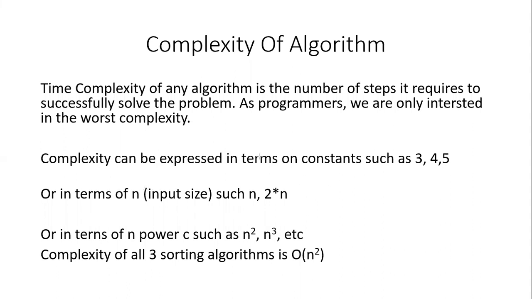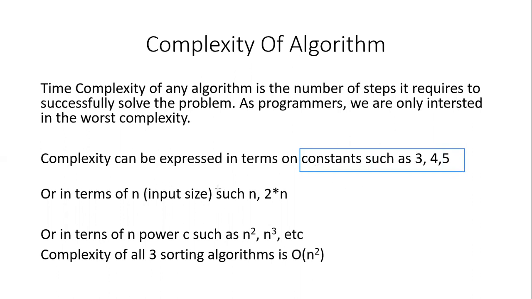One type of complexity can be in terms of a constant number of steps it requires to solve the problem. That is 3 steps, 4 steps, 5 steps. So if your algorithm requires 3 steps to solve, then we call it a constant number of steps. That is it. No matter what the size of the input is, it will take 3 steps.